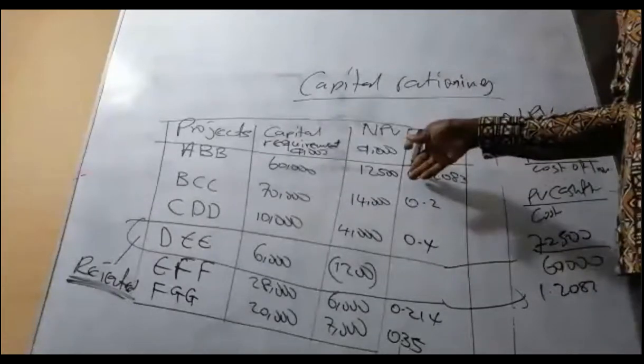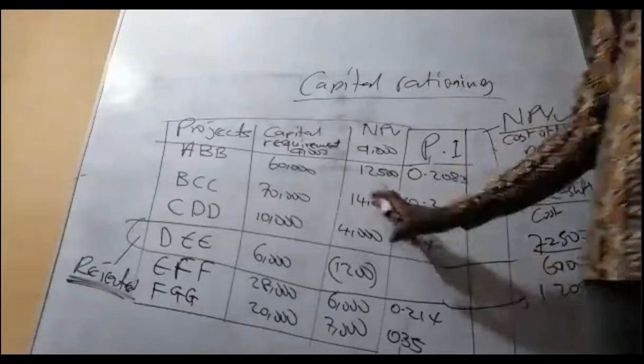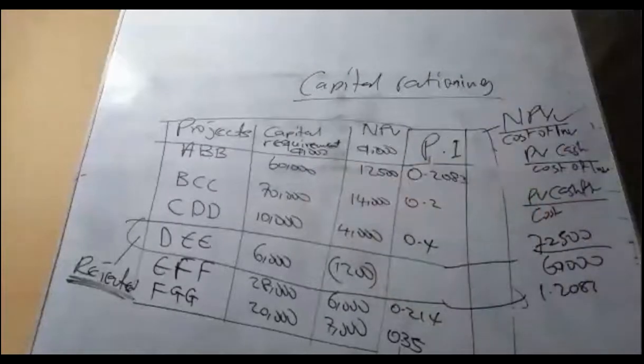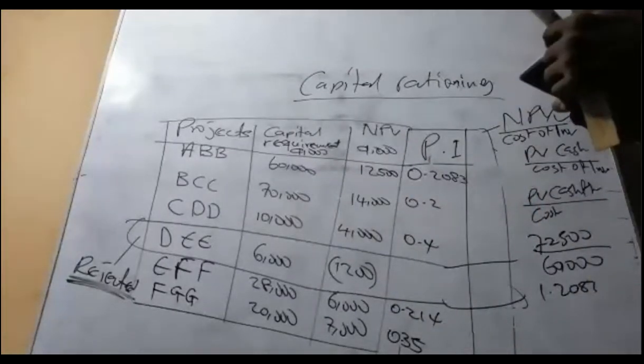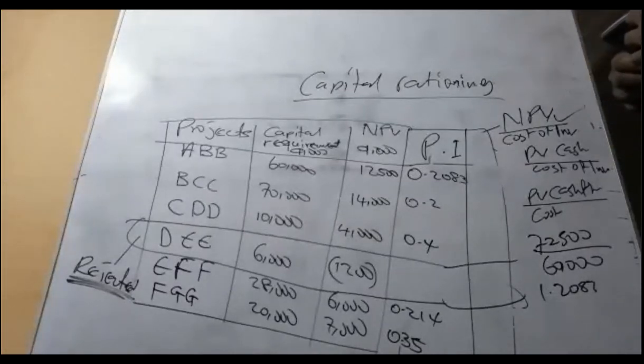So whichever method you use, the answer will still be the same. Just that here you add 1. If you try this one too, you add this one back to this, you get 84,000. So therefore 84 divided by 70.